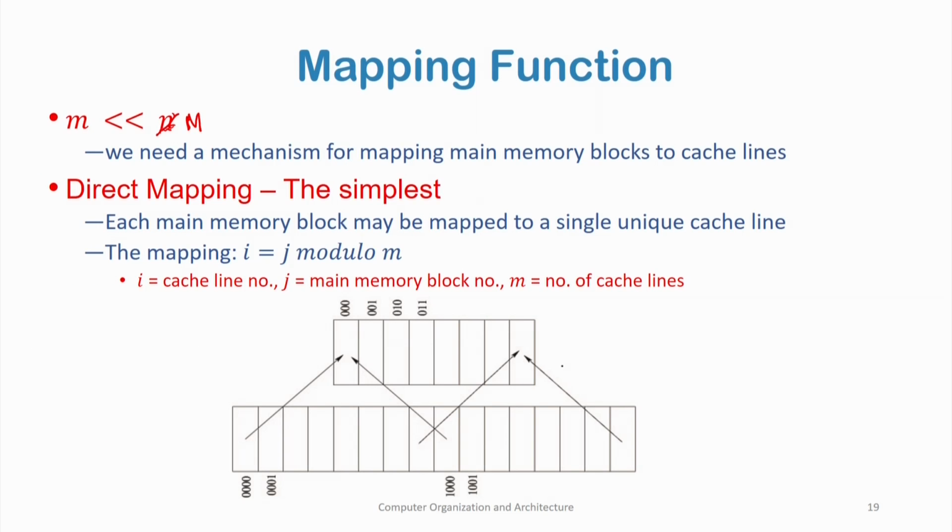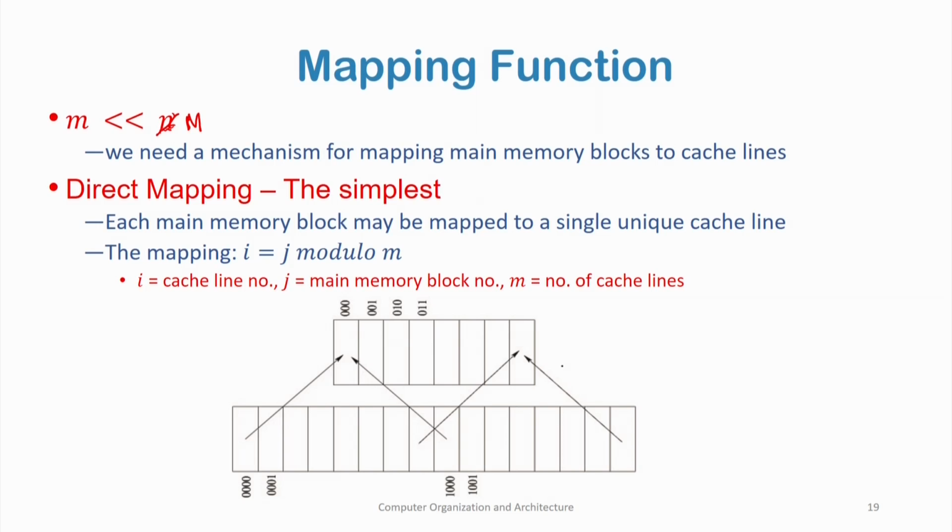Since m is much less than M, that is, the number of lines in cache is much less than the number of blocks in the main memory, we need a mechanism for mapping main memory blocks to cache lines. Therefore, we have a mapping function. The simplest mapping function is called direct mapping.